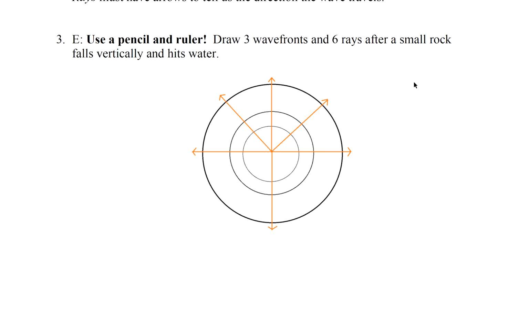Question 3. Draw 3 wavefronts and 6 rays after a small rock falls vertically and hits water. So imagine a rock hitting water, and then these circles, the very center of the circle is where the rock hit the water. So these circles are called wavefronts. They represent the crest of the wave. And these lines with arrows are the rays.